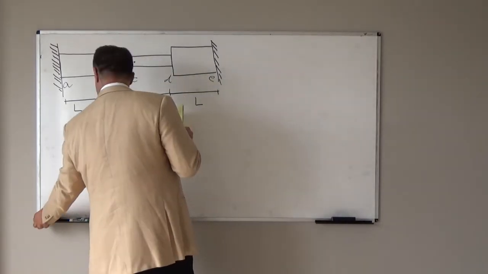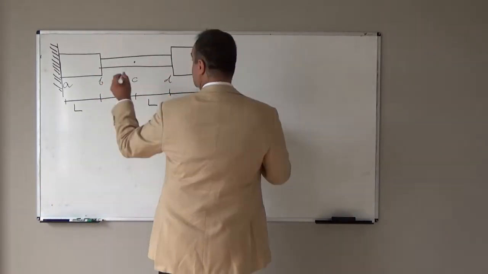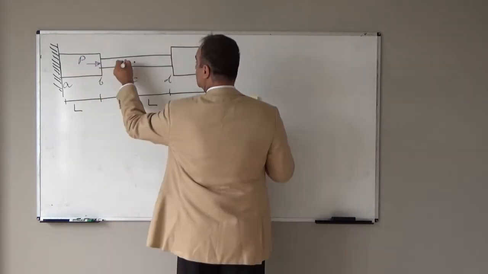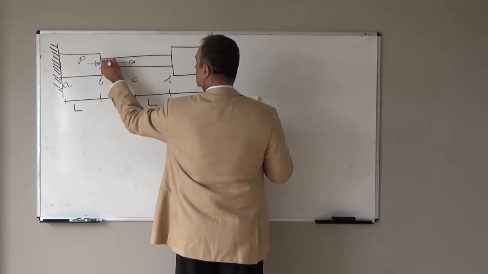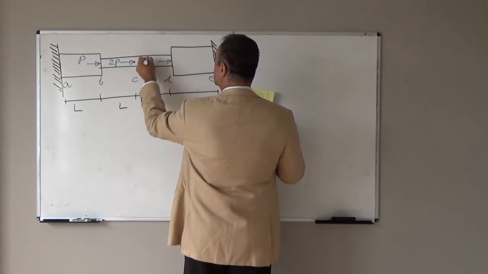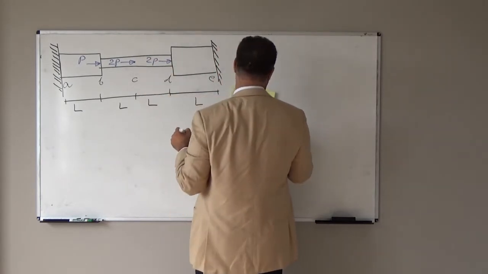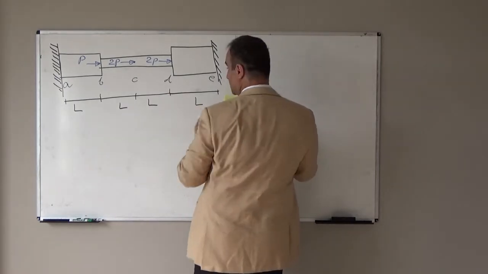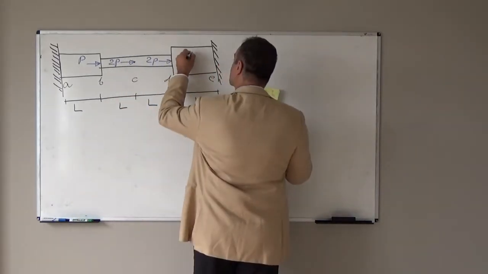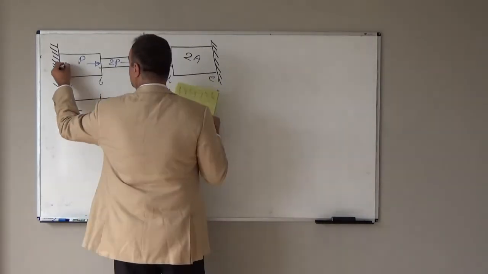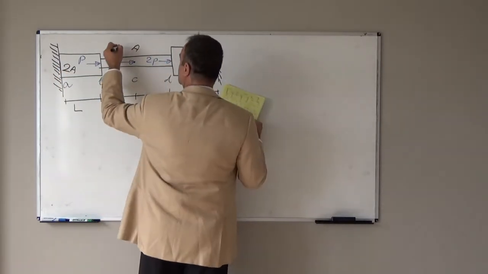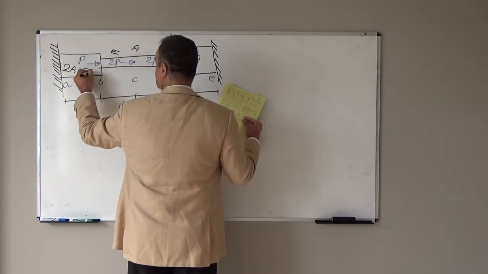We have external axial loads. One is P, like this. Another is 2P, like this. Another 2P is here. Cross-sectional area is 2A, 2A, and A. Young's modulus is E, E, E.